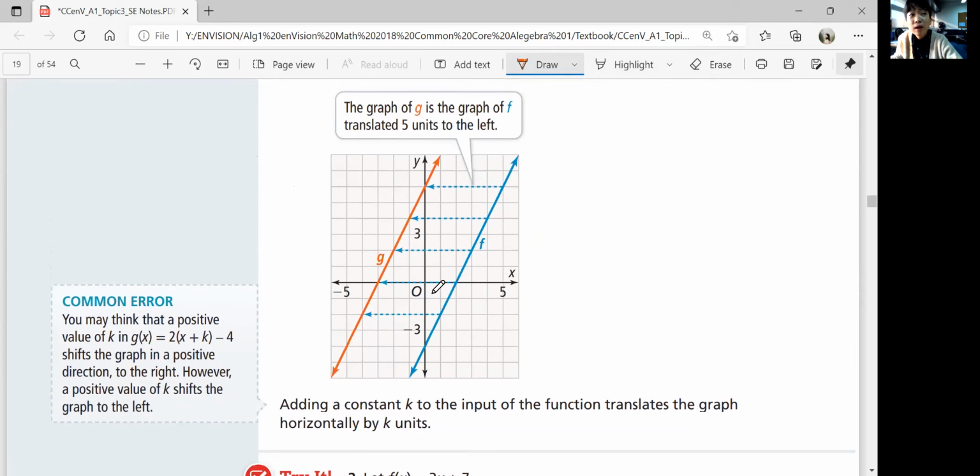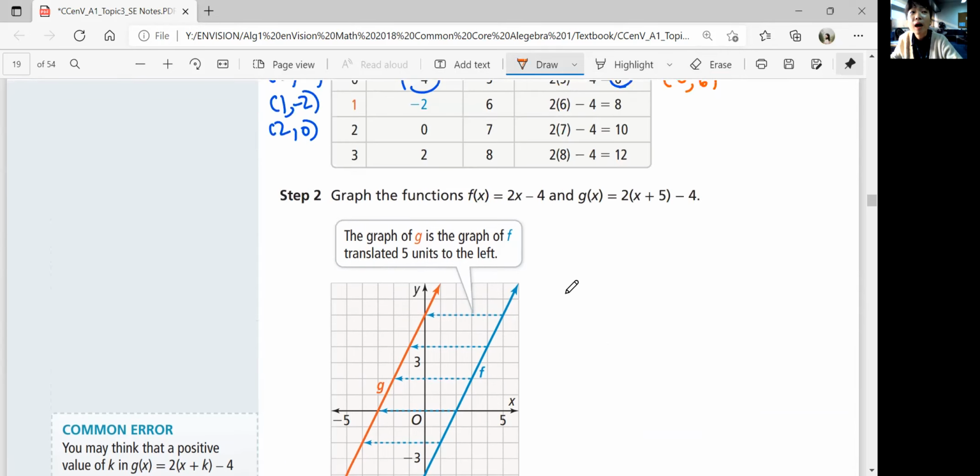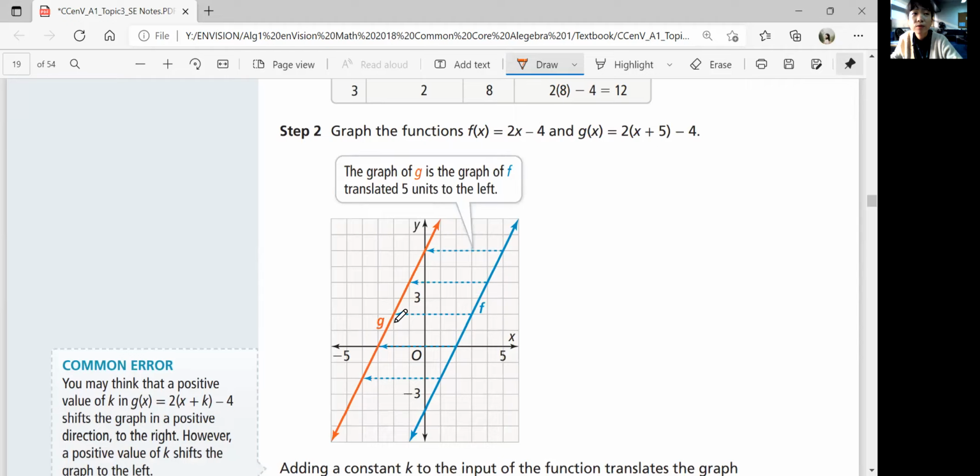So you may think that a positive value of k here would shift it to the right, but how does the graph change? It moves to the left from f to g. So remember, your f is 2x minus 4, and your g looks very similar, but what's different? You added a 5 in your input. This is how you add a constant for your input instead of output. And you've already started with a -4 constant added on your vertical translation. This is the horizontal translation where you go left.